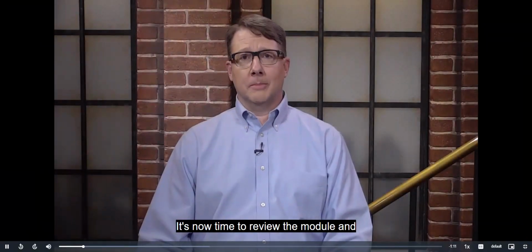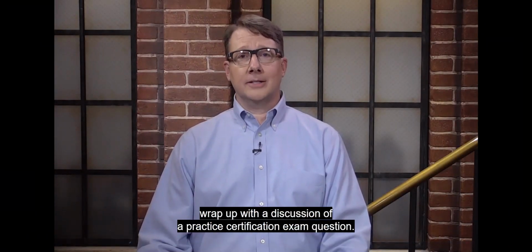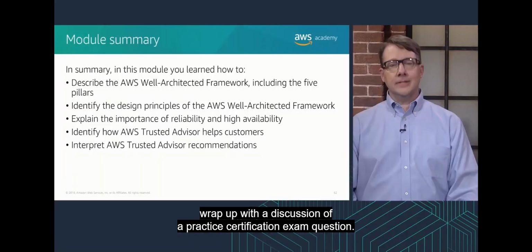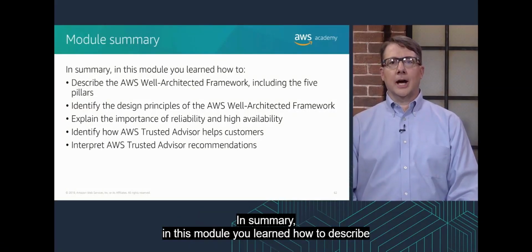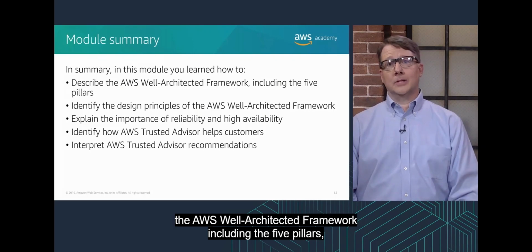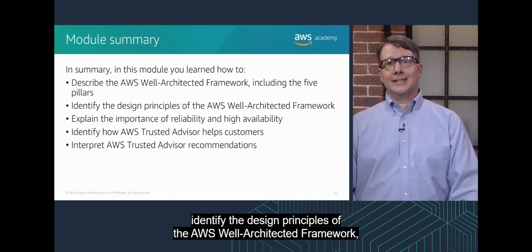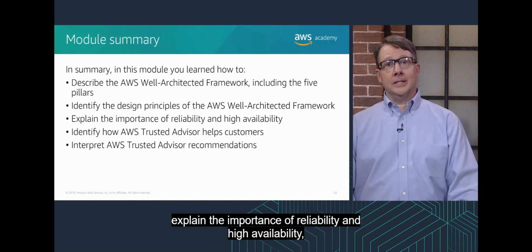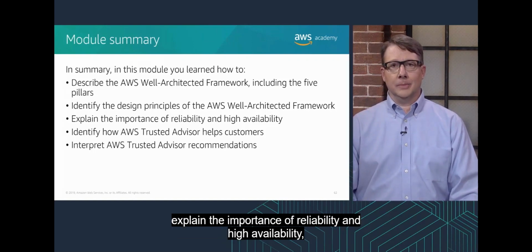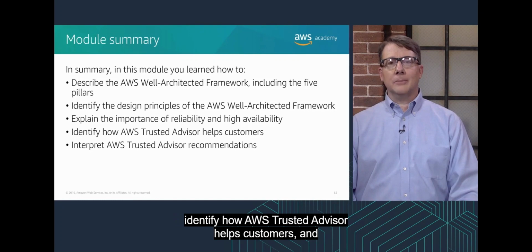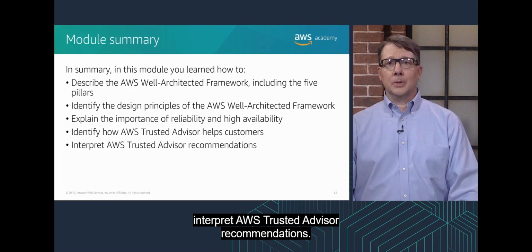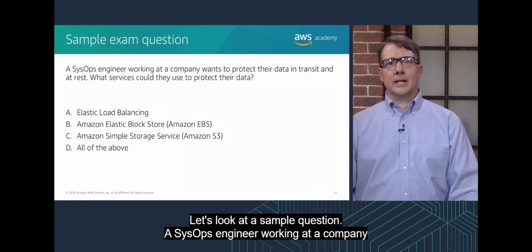It's now time to review the module and wrap up with a discussion of a practice certification exam question. In summary, in this module, you learned how to describe the AWS well-architected framework, including the 5 pillars, identify the design principles of the AWS well-architected framework, explain the importance of reliability and high availability, identify how AWS Trusted Advisor helps customers, and interpret AWS Trusted Advisor recommendations. Let's look at a sample question.